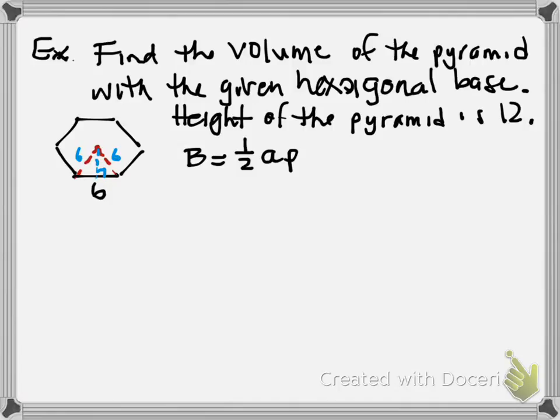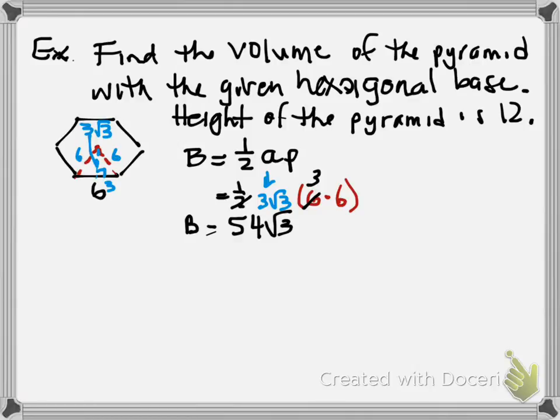So I have a hypotenuse of 6, a short leg of 3, and a long leg of 3 radical 3, which happens to be the apothem. So I've got that piece. I've got the 1/2 in the formula. The perimeter is going to be 6 sides that measure 6 each. When I'm doing calculations, I can simplify first before calculating. So the area of the base is 3 times 3 is 9, 9 times 6 is 54 radical 3.